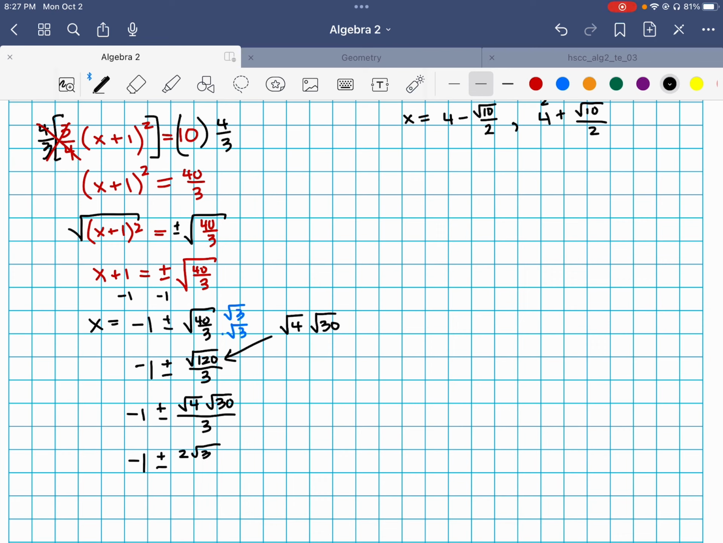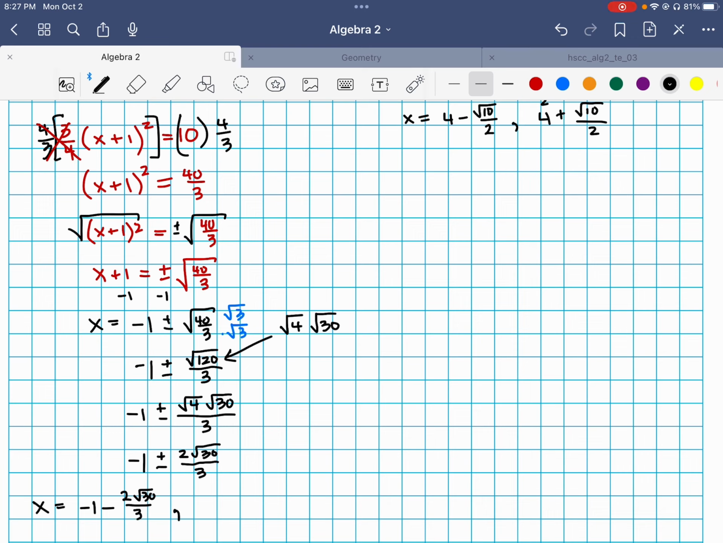Now, if you want to separate your answers into the positive and the negative version, from smallest to biggest, we can write negative 1 minus 2 square root of 30 over 3. That's one of our solutions. And then we have a second solution at x equals negative 1 plus 2 square root of 30 over 3.